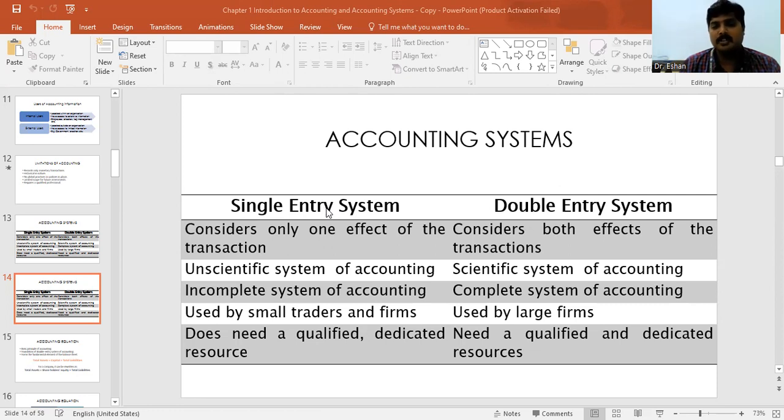There will be few loopholes or lacunas. So it will be perfect and used by large firms, and needs qualified and dedicated resources. Since it has certain rules, regulations, policies, and its own principles, that is the reason it needs qualified and dedicated resource people.